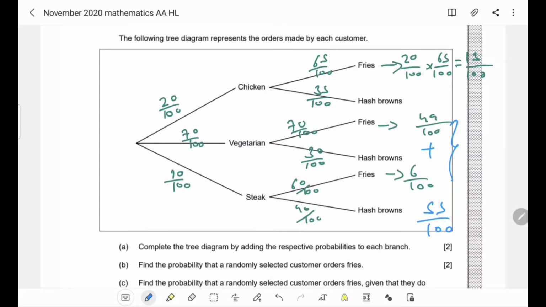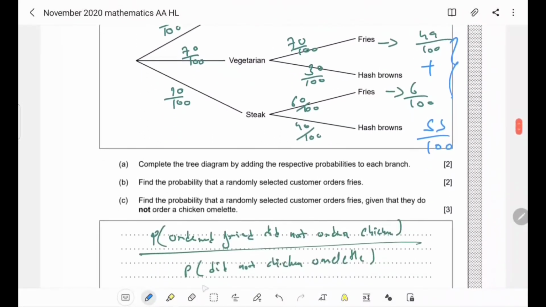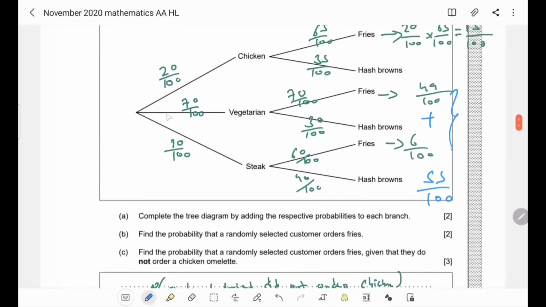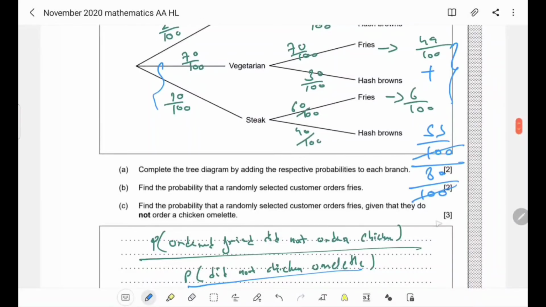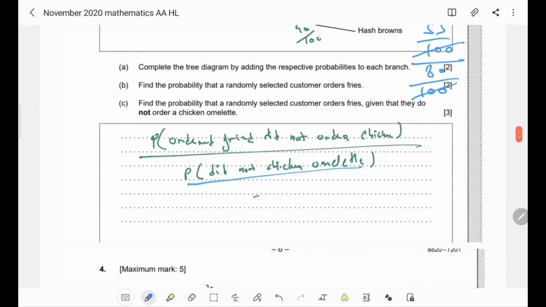And it's not a chicken order, so the probability of not ordering chicken is 70 by 100 plus 10 by 100. So it means it's 80 by 100. So we can simplify it. It's 55 over 80. We can divide it by 5. So it's 11 by 16. This will be the answer.